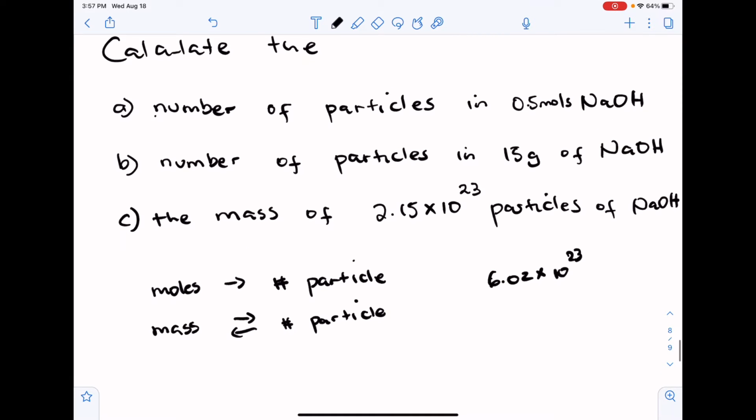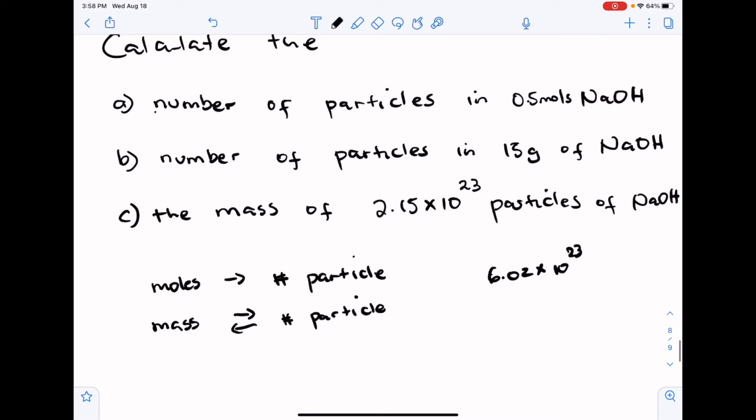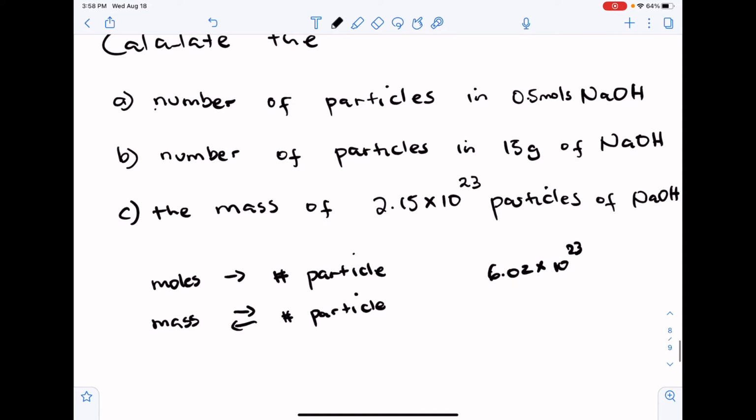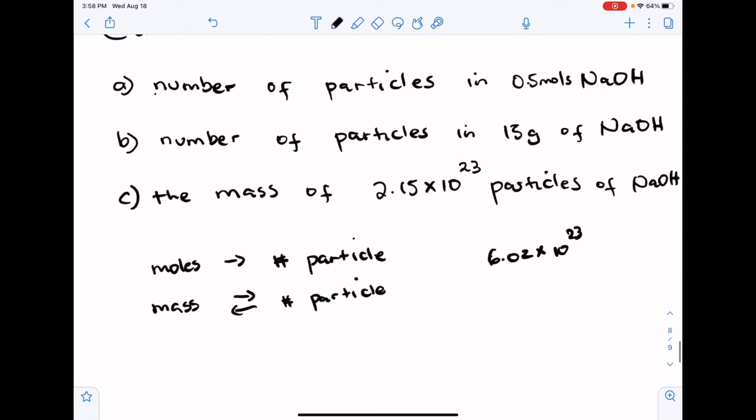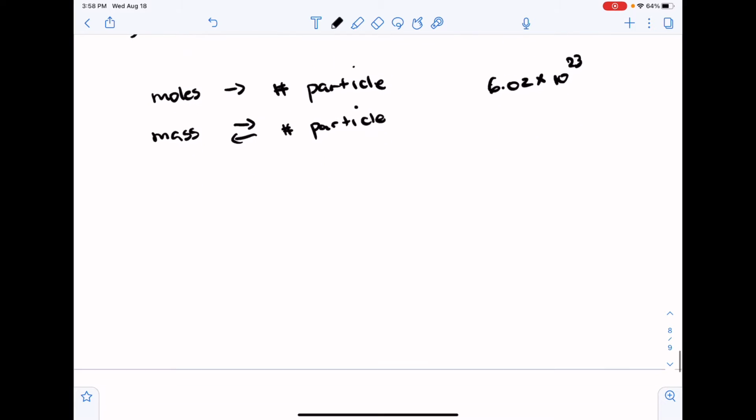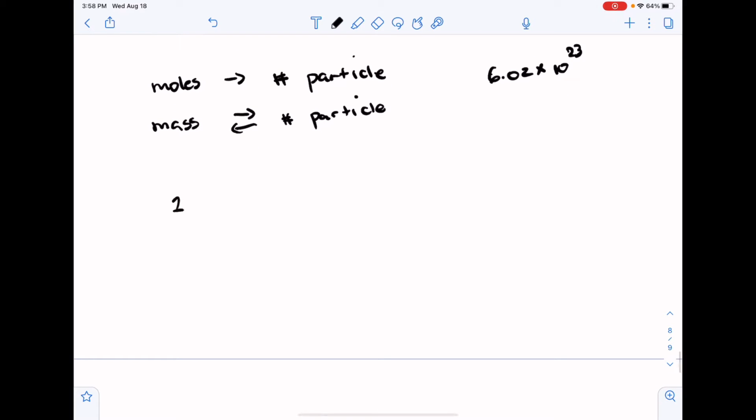We'll use an example here, and we're going to use NaOH because we love NaOH. The first question is: how many particles are in 0.5 moles of NaOH? This is a statement that is true: 1 mole of any compound equals 6.02 times 10 to the 23rd power.